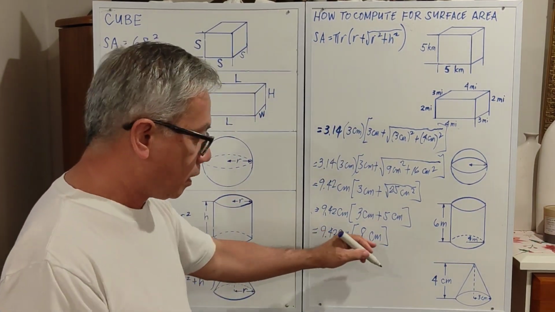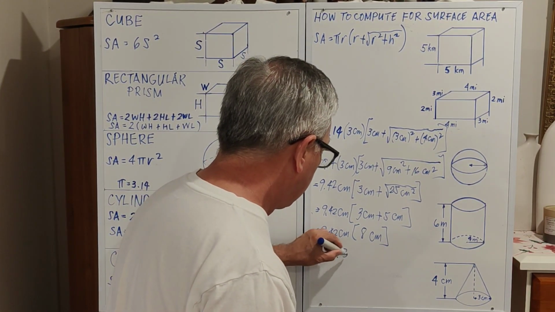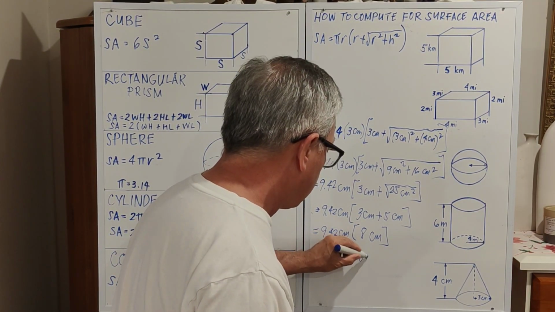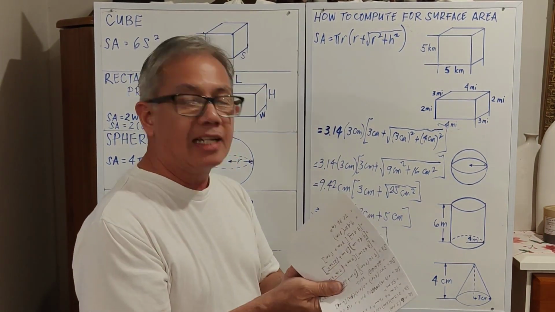If we multiply this one to this one, the answer is 75.36 centimeters squared. And that's how we compute for the surface area.